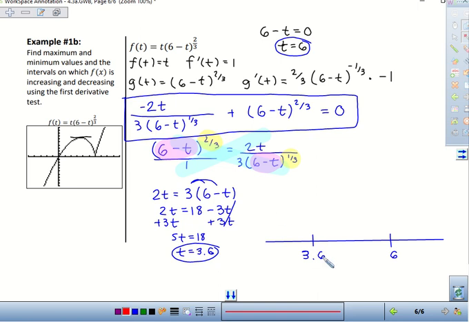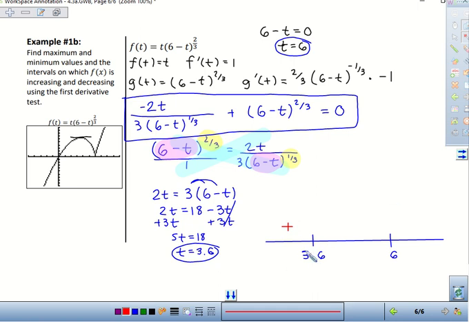What's going to be the easiest number to plug in less than 3.6? 0. So if we plug in 0, we get negative 2 times 0, which is what? 0. So this whole thing goes to 0. So this doesn't even matter anymore. When we plug in 0 over here, what's 6 minus 0? Yeah, 6 to the 2/3 power. Do I really care what it is? No. As long as it's what? Positive. Which it is. So we know that this is positive.